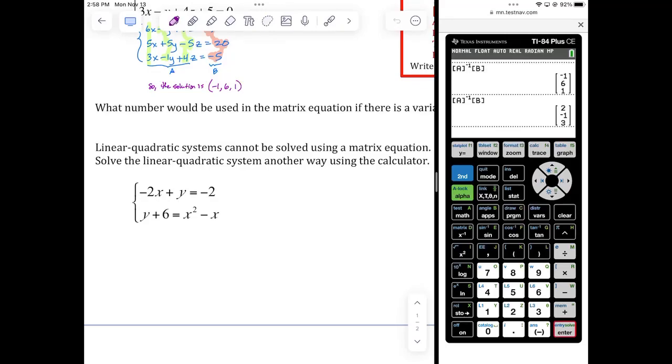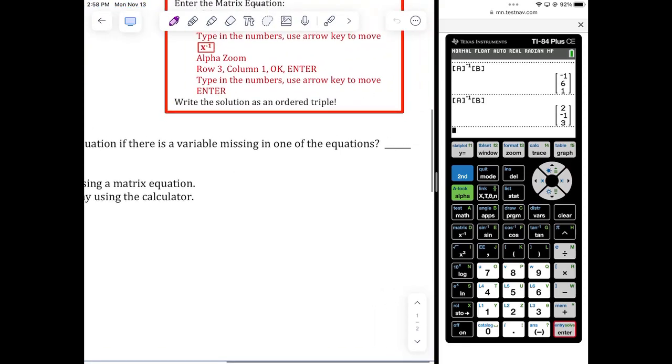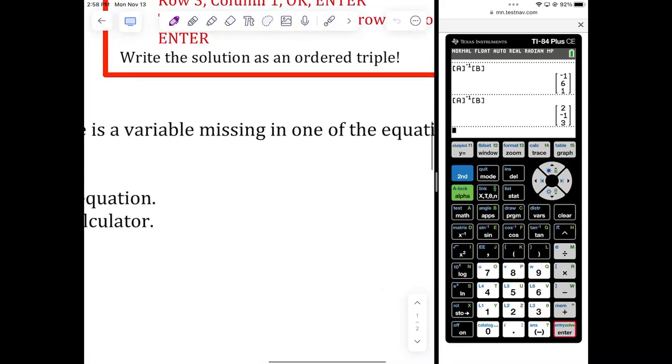All right. There is one caveat, as I mentioned. When you're doing the matrix multiplication, what number would you use if there was a variable missing? For example, if you had 3x plus 4z equals -5, and you were writing it in general form, what variable is missing there? Your y. What would you put there as your coefficient?